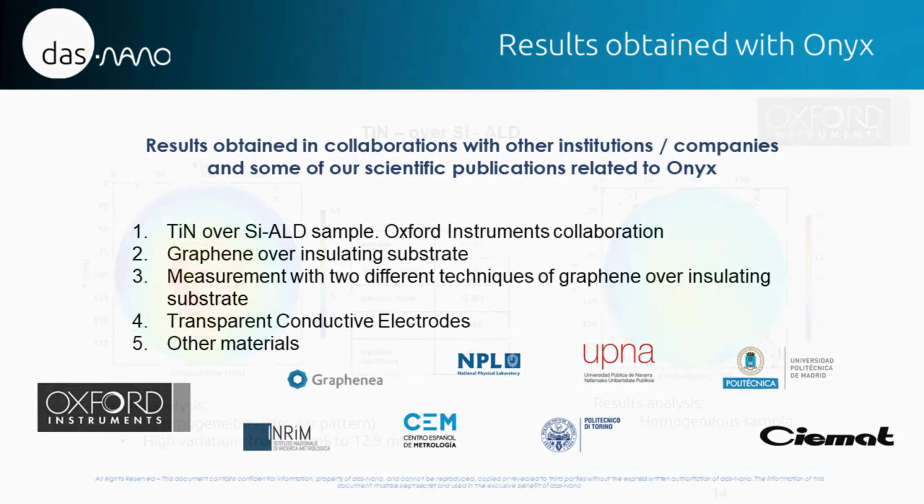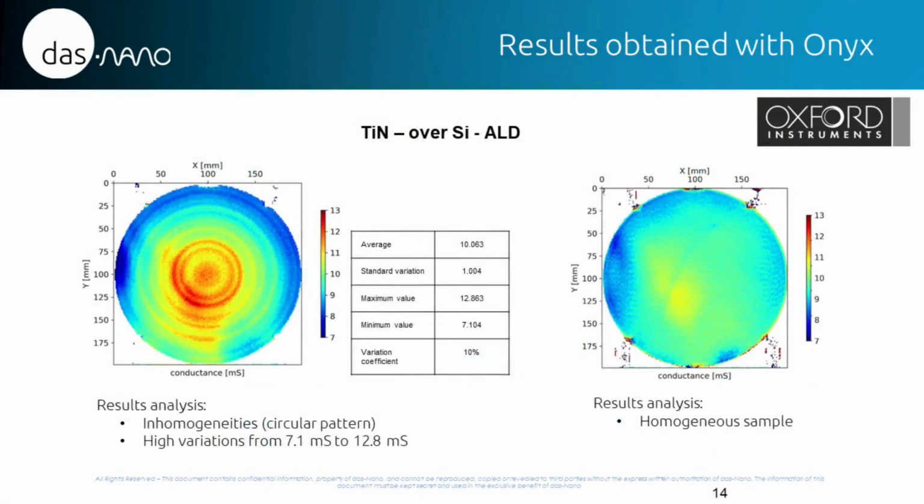Let's start with some results obtained with Oxford Instruments samples, who provided a large thin sample, a wafer of 20 cm diameter, 8 inches. On the left graph, the sheet conductance is displayed. As you can see, high variations in the conductance of the sample were detected, with a particular circular distribution. On the contrary, another wafer showed a homogeneous conductance along its surface. ONYX allows to perform this type of analysis, allowing our customer to improve their manufacturing processes and increase the quality of their production.